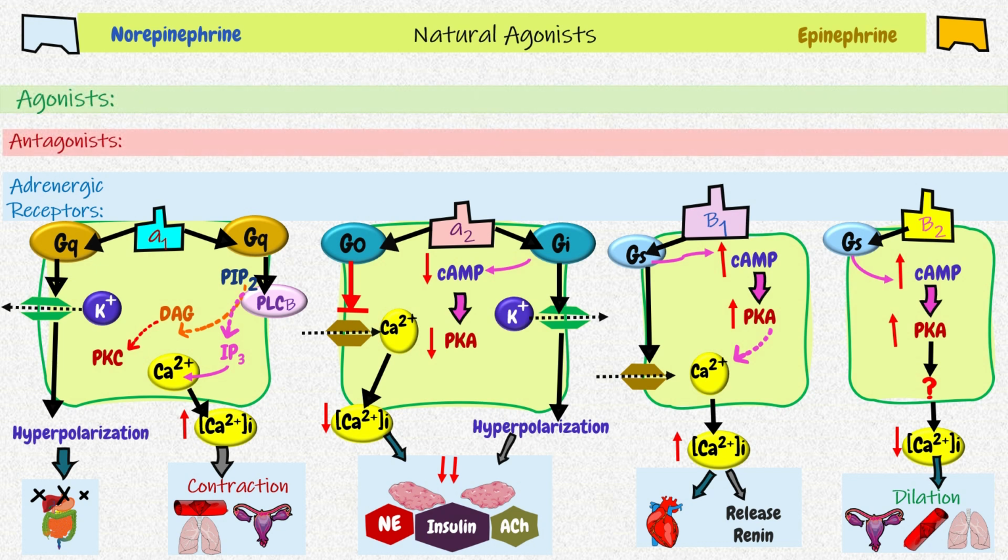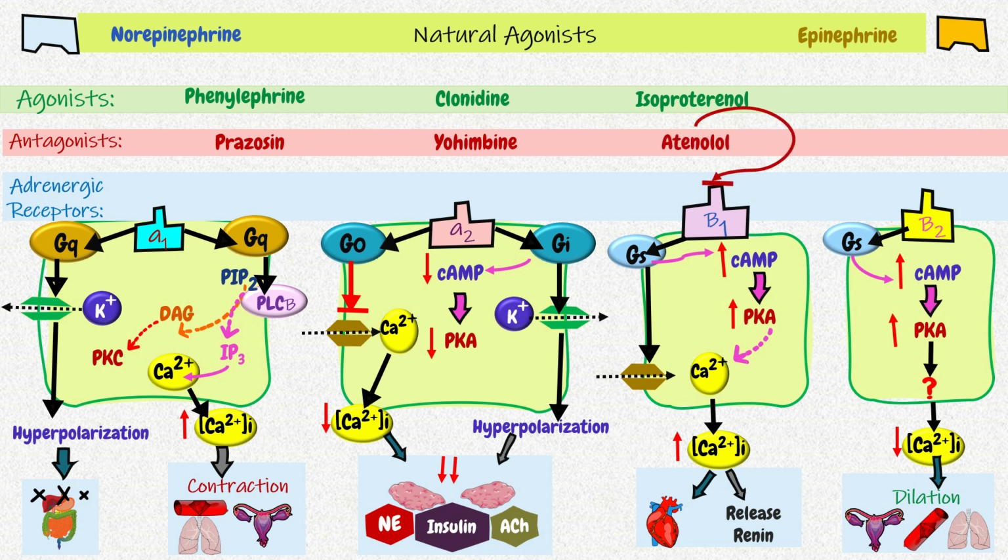Now, before ending our lecture, let's name a few agonists and antagonists of adrenoceptors. Phenylephrine is an agonist of alpha-1 receptor, but an antagonist of alpha-1 is prazosin. Clonidine is an agonist of alpha-2 receptor, but an antagonist of alpha-2 receptor is yohimbine. Isoproterenol is an agonist of beta-1 receptor, but an antagonist of beta-1 is atenolol. And salbutamol is an agonist of beta-2 receptor.